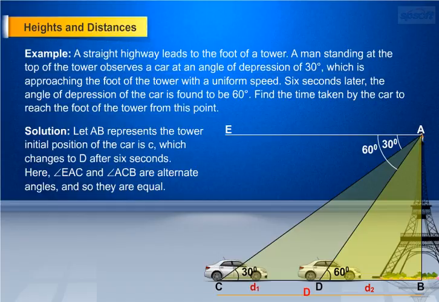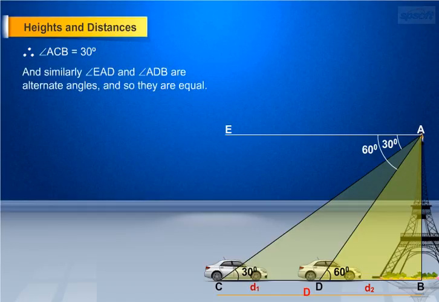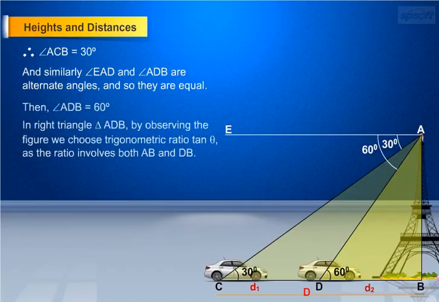Solution. Let AB represent the tower. The initial position of the car is C, which changes to D after 6 seconds. Here, angle CAX and angle ACB are alternate angles, and so they are equal. Therefore, angle ACB equals 30 degrees. Similarly, angle DAX and angle ADB are alternate angles, and so they are equal. Then angle ADB equals 60 degrees.